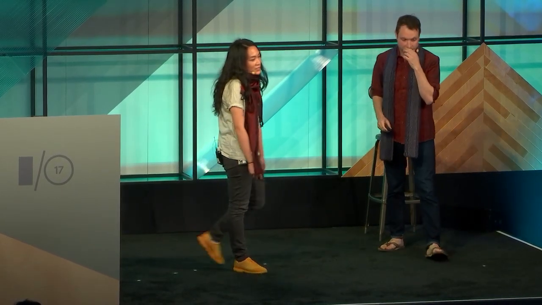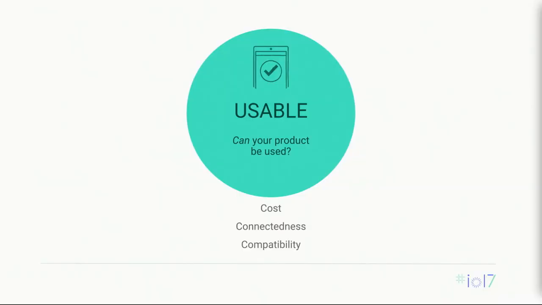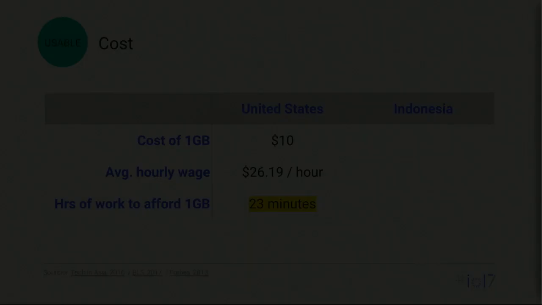Sure. So our first bucket is usable, which focuses on a question that is simple but challenging: can your product be used? And this bucket contains 3 components: cost, connectedness, and compatibility. So the first will be cost.